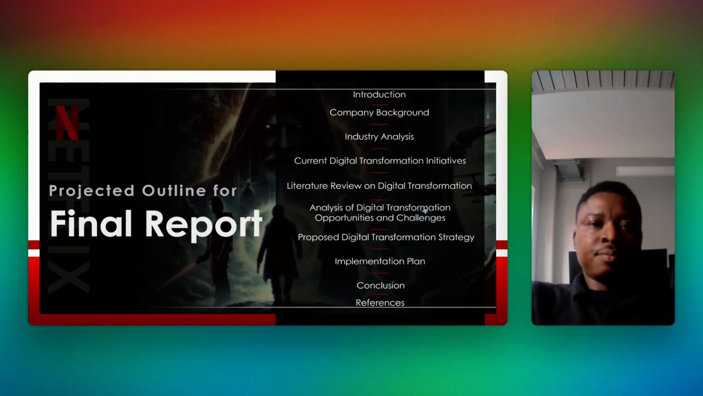Next slide. Projected outline for final report. This is the structure I will use for my final report. I'll start with the company background and industry analysis, followed by a deep dive into Netflix digital transformation initiatives. I will include a literature review, an analysis of strategic challenges, and a proposal for future opportunities. The report will conclude with an implementation plan and recommendations grounded in both theory and data.